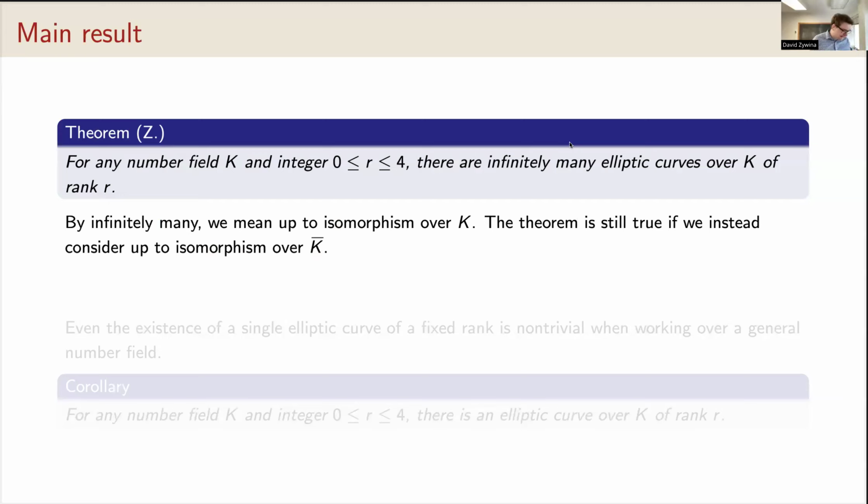And by infinitely many, I'm not meaning the model. I don't want you changing the model and saying that's a new elliptic curve. Of course, I mean up to isomorphism over K. And the theorem is still true even if you consider isomorphism over K bar. These aren't just twists of each other. These are legitimately geometrically different elliptic curves.